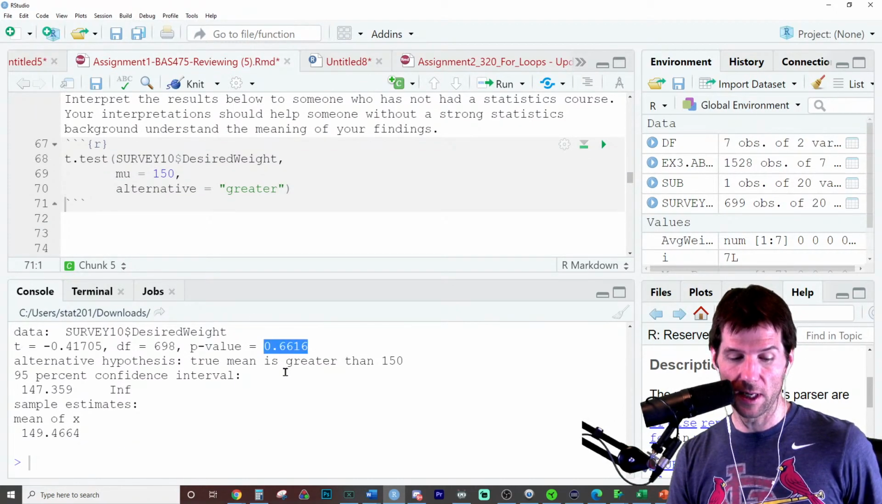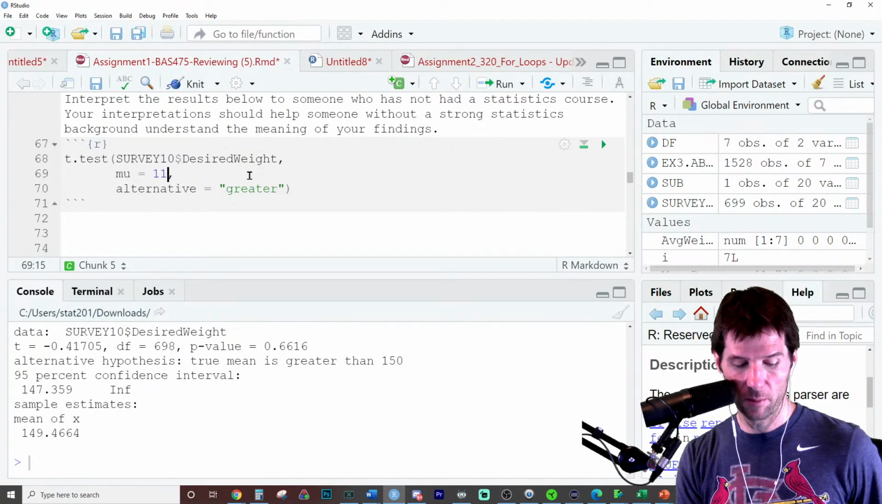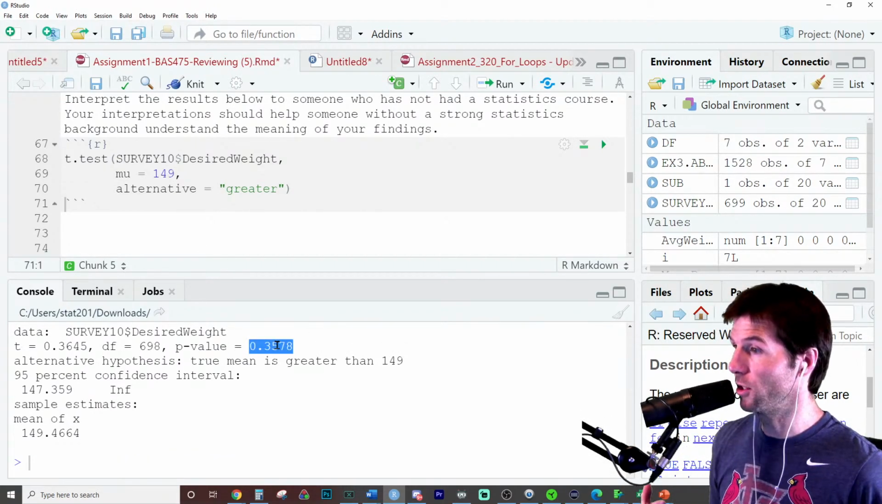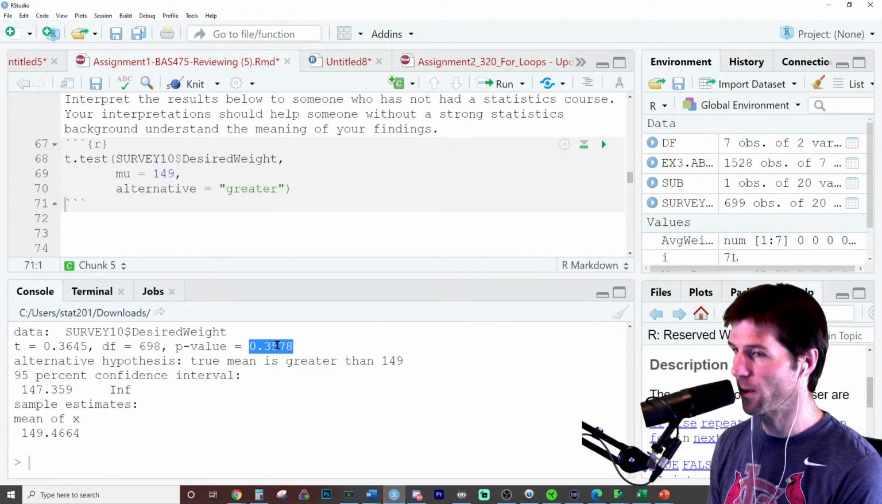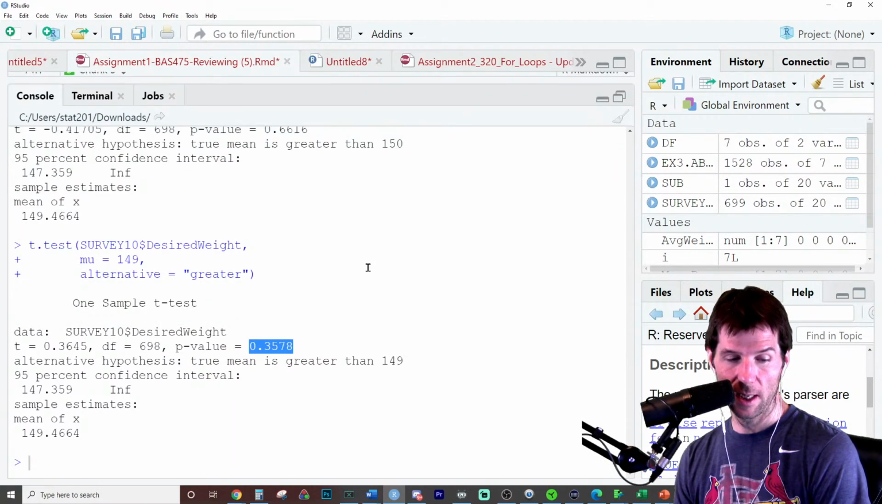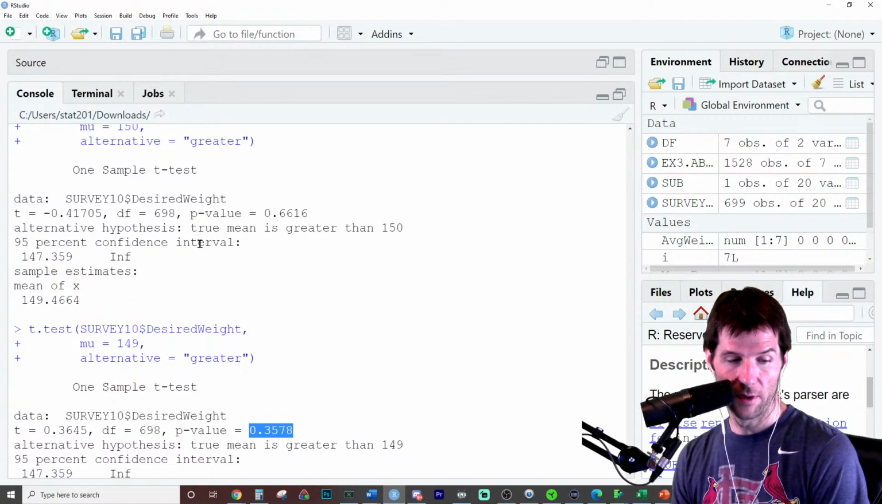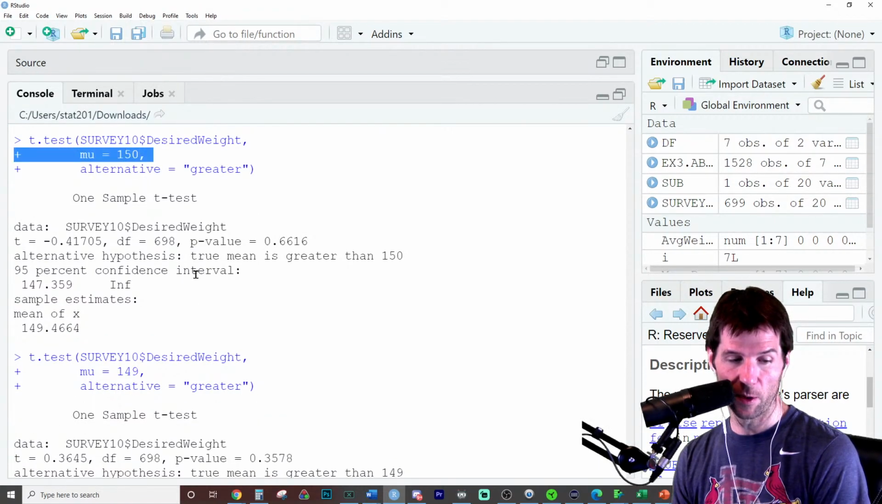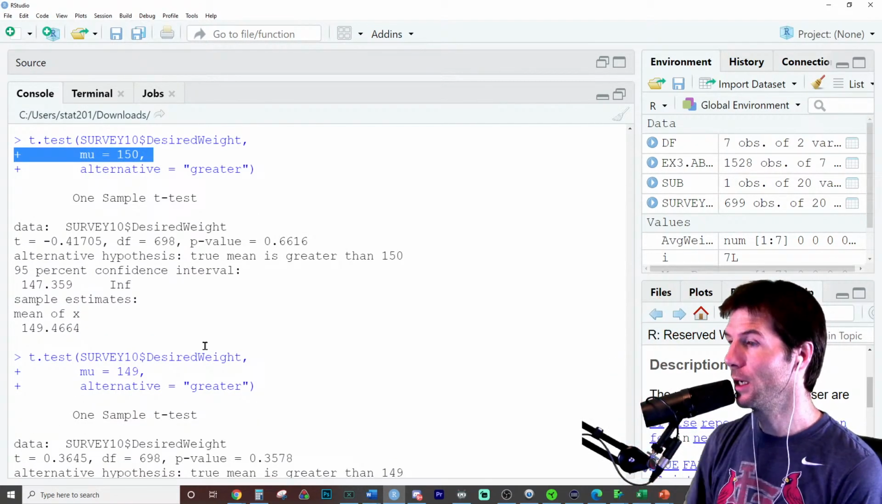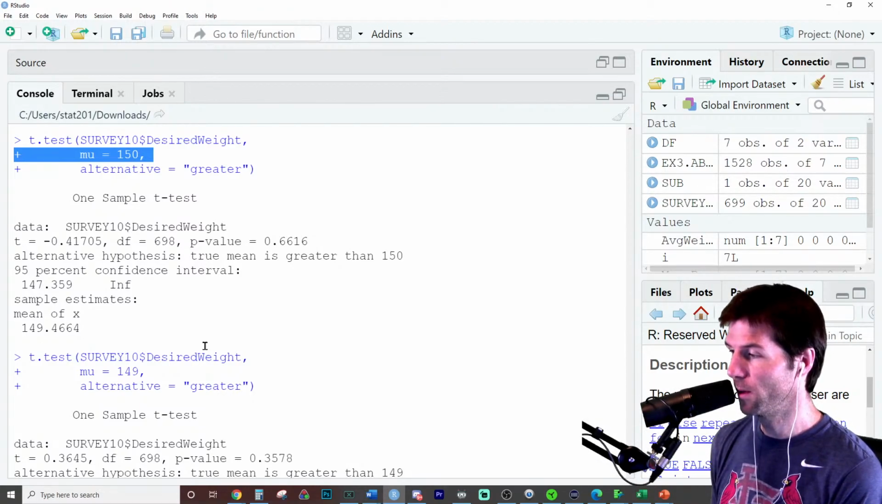Notice here that the p-value is high. In both these instances, you would just not reject the null. I like saying not reject the null. Does that make sense, Naya? Because you wouldn't accept the null hypothesis of 150 and say, that is true. You would just say, that's believable.